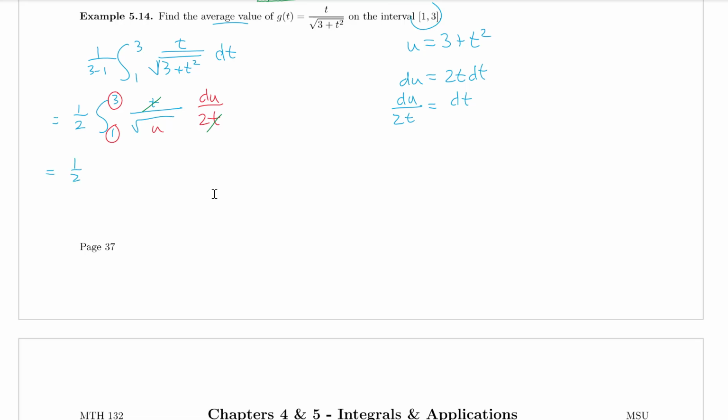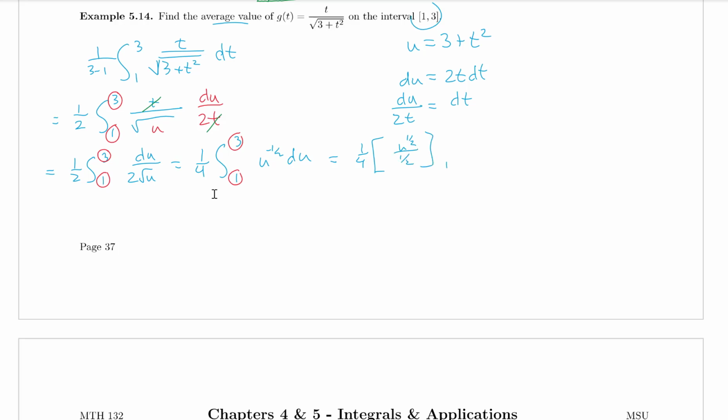So we have 1/2, and then the integral from 1 to 3, and those aren't our t values, so we need to go ahead and circle those. And then we have du over 2 square root of u. And I'm going to go ahead and pull that 2 out, so I get 1/4 of the integral from 1 to 3. I'm going to continue to circle those because we still haven't taken care of those bounds yet. And then I have u to the negative 1/2 du. Now I'm going to calculate that integral. So I have 1/4, and then the antiderivative is u to the 1/2 over 1/2.